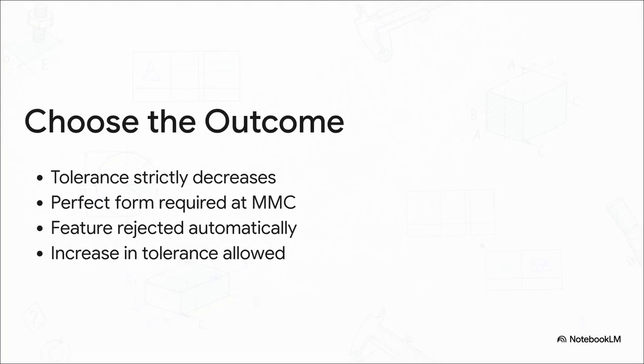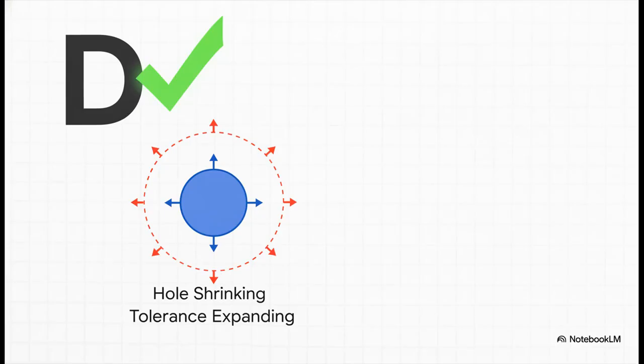Here are your options. A, the tolerance zone strictly decreases. B, perfect form is required at MMC. C, the feature is rejected automatically, or D, an increase in positional tolerance is allowed. Take 5 seconds, pause the explainer, and choose your answer. Did you get it? The correct answer is D, an increase in positional tolerance is allowed.